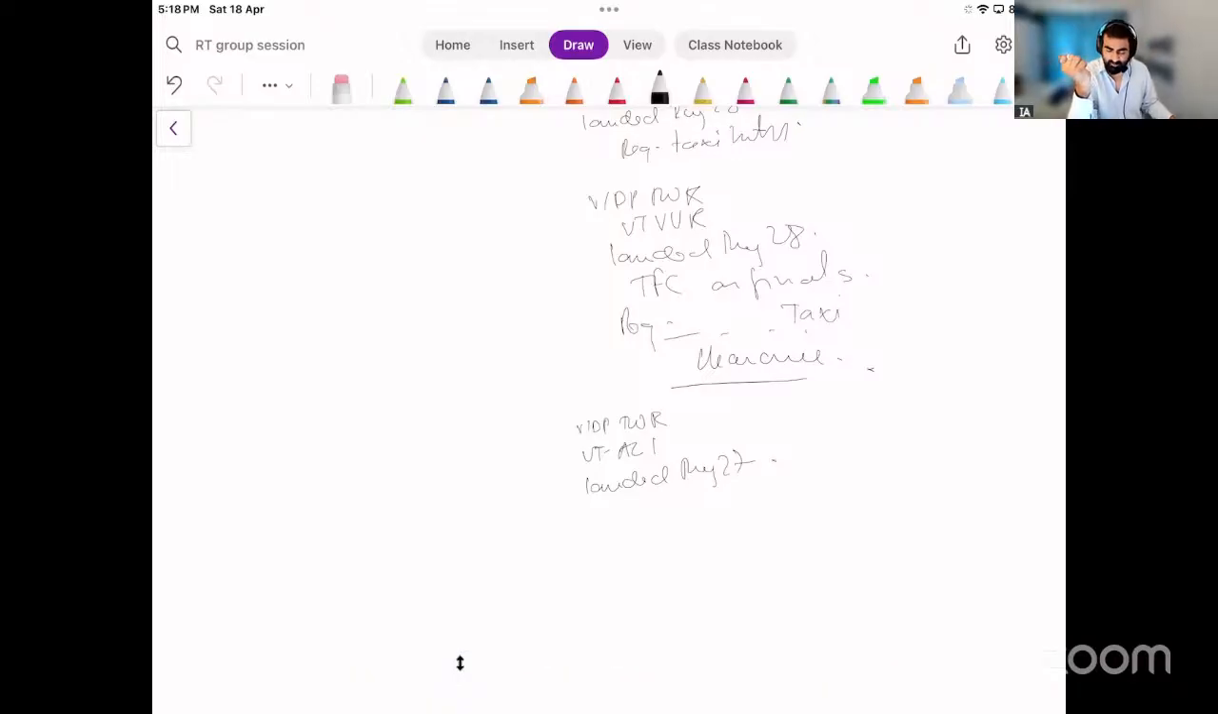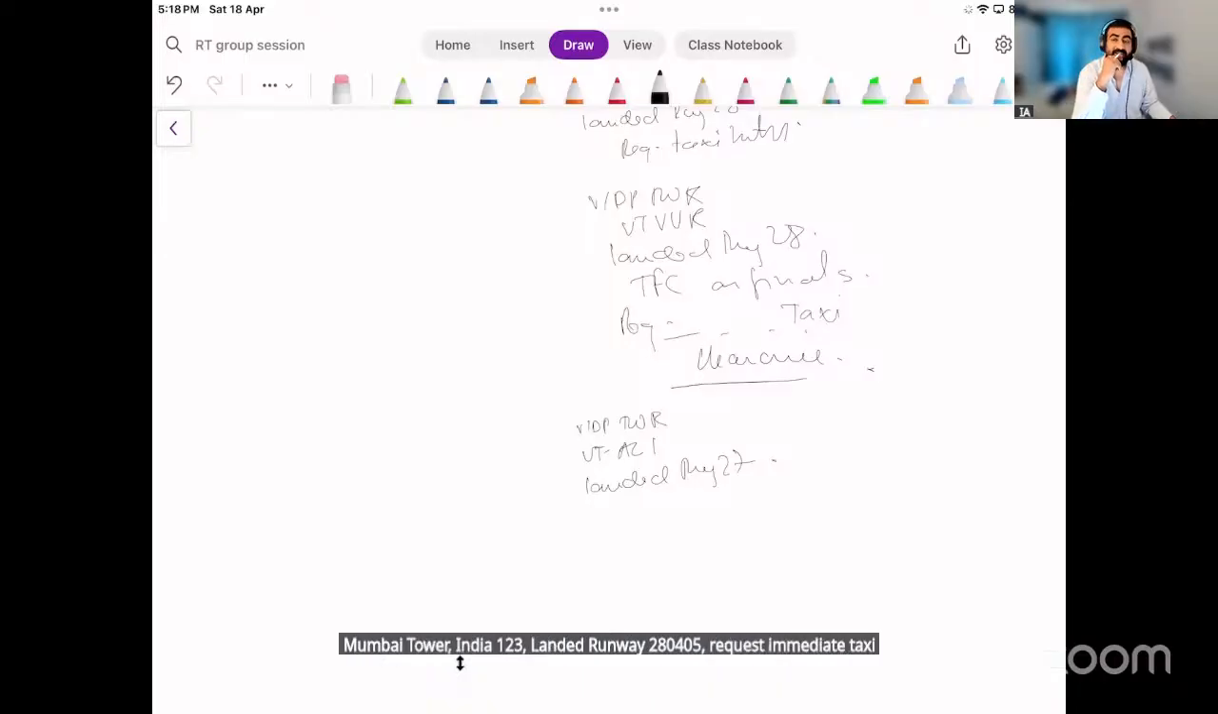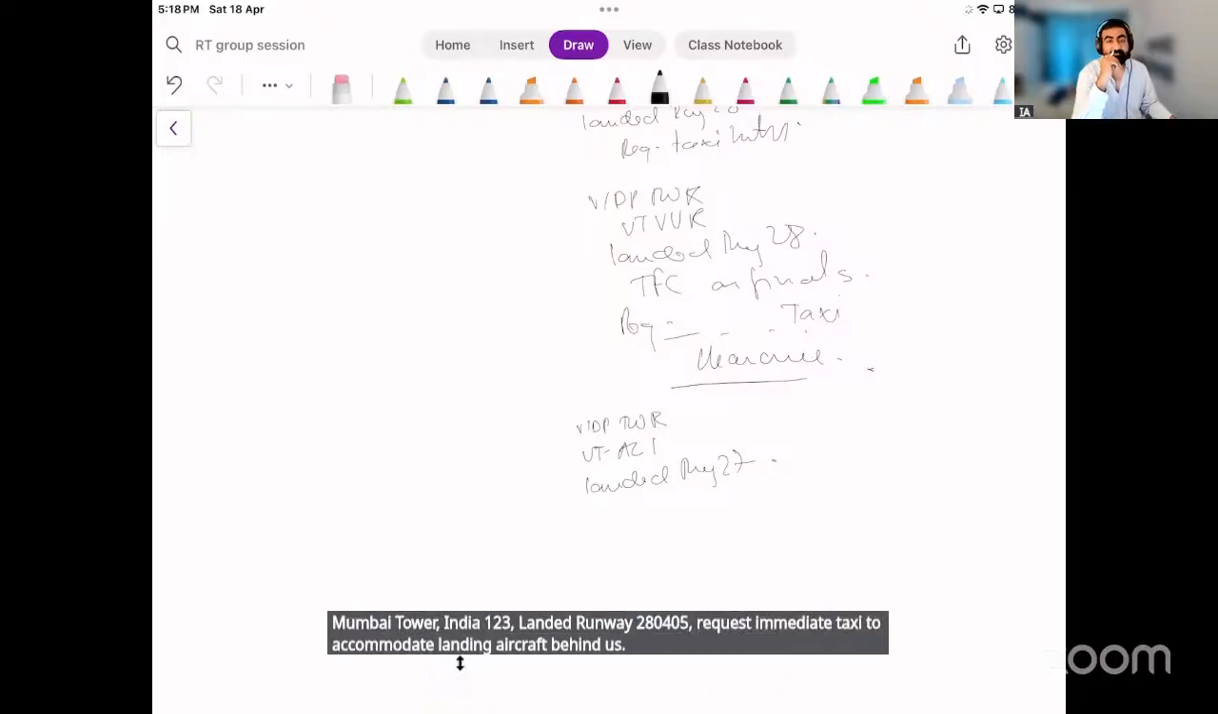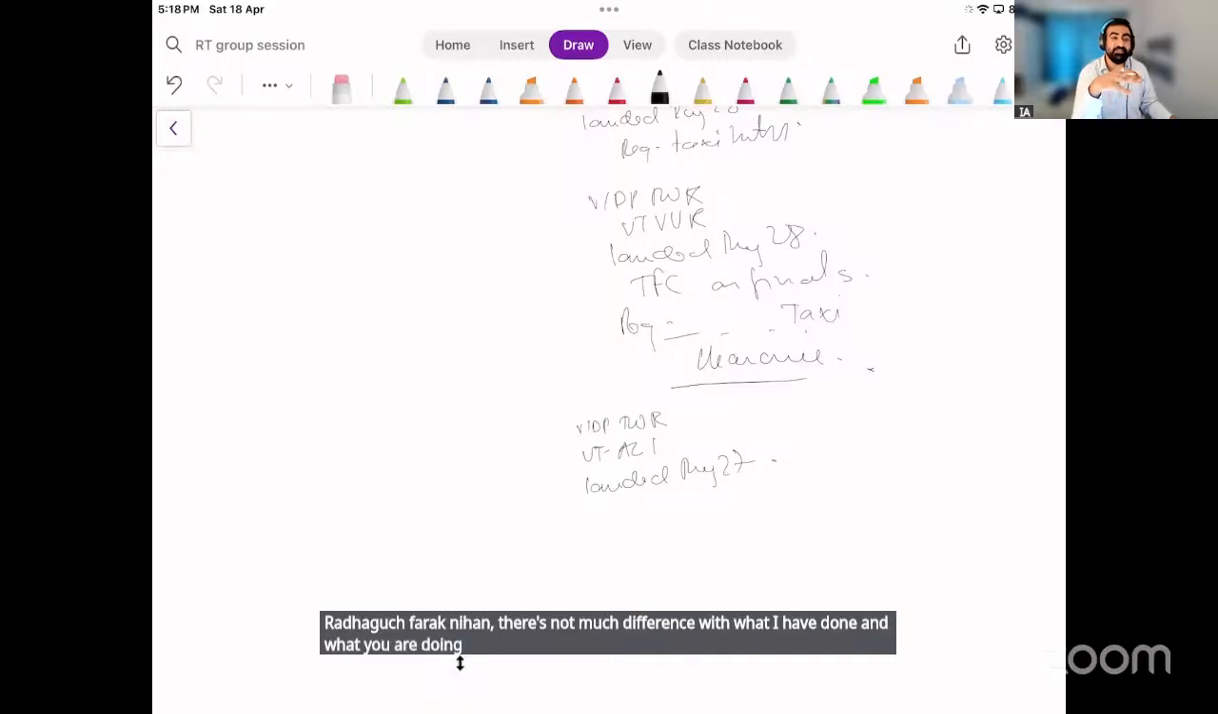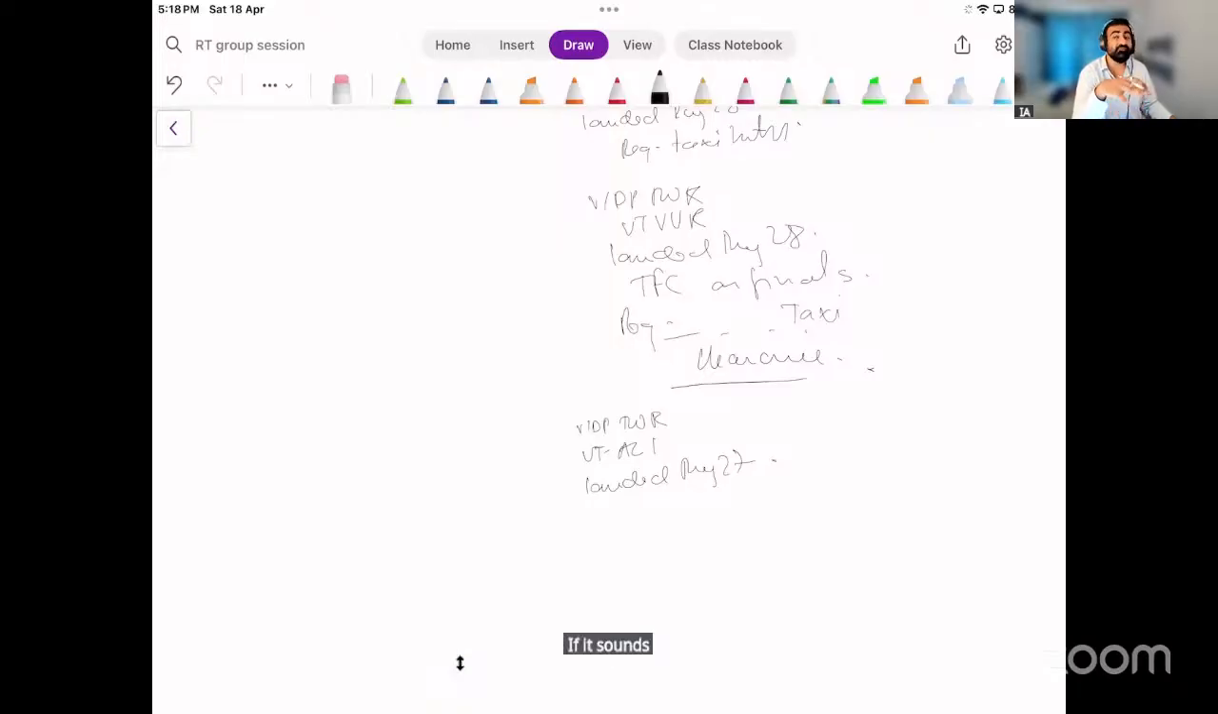Mumbai Tower, India 123, landed runway 28 0405. Request immediate taxi to accommodate landing aircraft behind us. There's not much difference between what I've done and what you are doing. But I'm just trying to make an effort in that direction. If it sounds much better, then we use that. If you can modify it a little more, then try to do it.